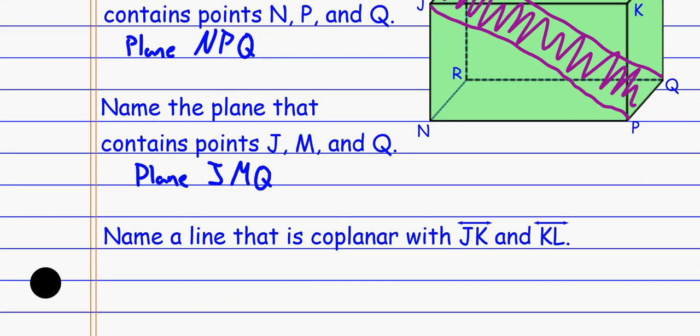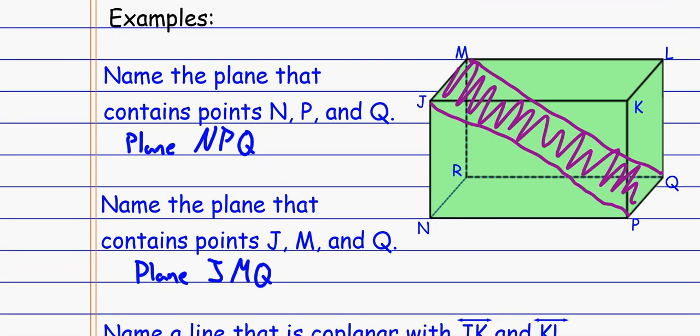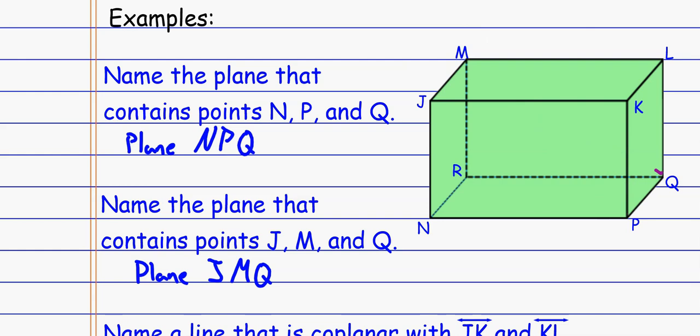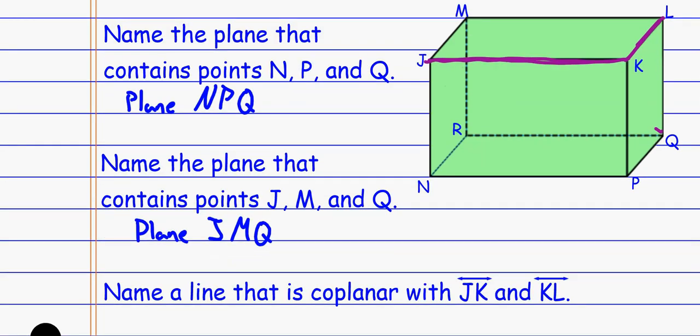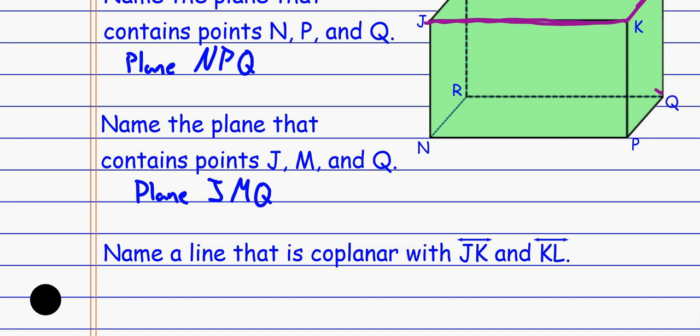And now name a plane that is coplanar with JK and KL. So if I come up here, JK and KL, if I were to erase that extra plane that I've drawn. So JK is right here and KL is right here. I want a plane that has both of those lines on it. Well, it's got to be that top one, okay? So maybe I would label it as JKL or something like that, okay? And again, there's other ways to label that plane. I'm just choosing the representation that I thought was the easiest, okay?